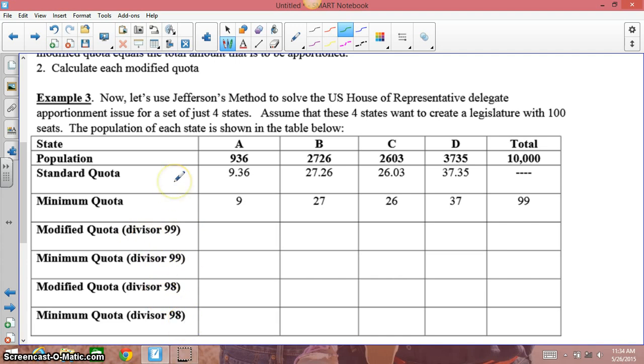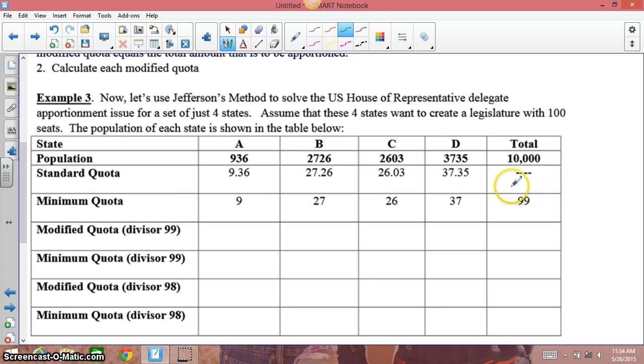So what I did is I looked at the House of Representatives problem that we just got finished doing, where we still wanted those 4 states to get 100 seats. We wanted to compare now. Well, you saw how Hamilton's method gave a particular apportionment. Well, what would happen if we did Jefferson's method?